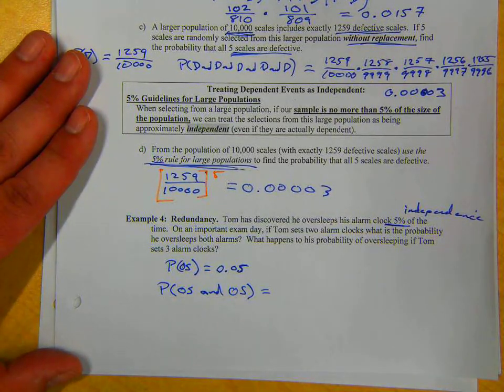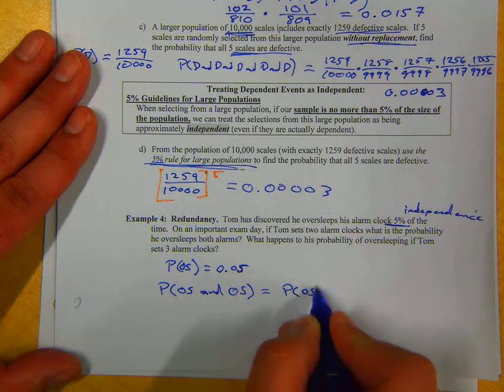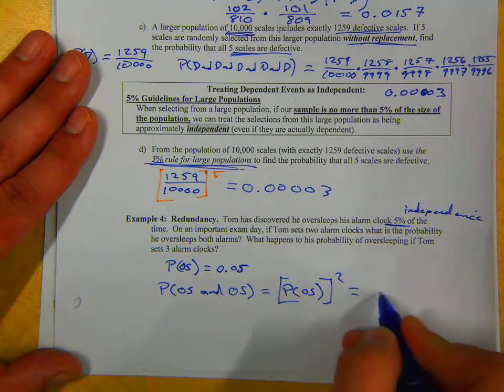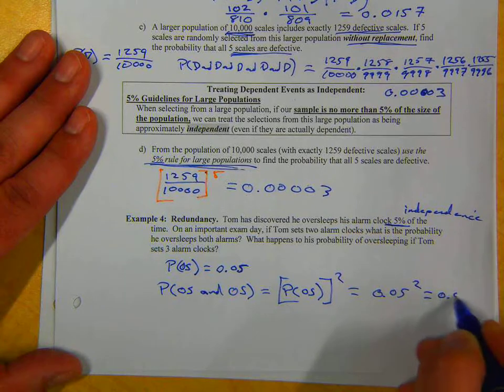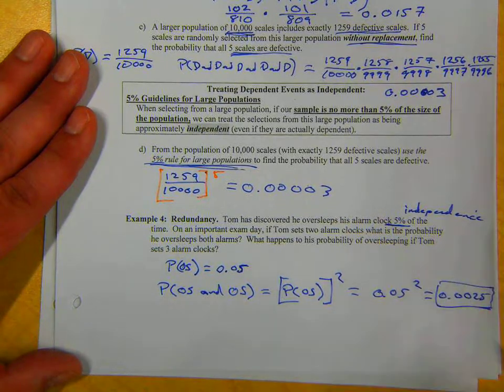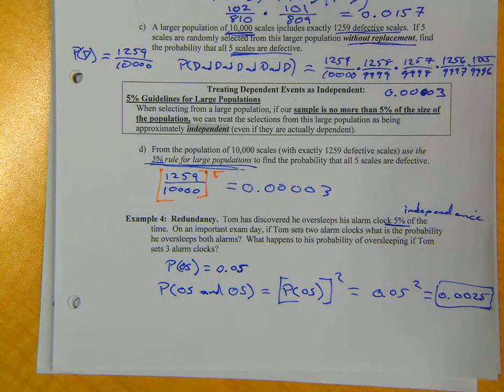So it's independent, which means I'm going to do the probability that Tom overslept times the probability that Tom overslept, or the probability that Tom overslept squared, which is 0.05 squared, which is 0.0025, I believe, or 0.25% is another way to write that. There are 2 clocks, yeah, 2 clocks in this case.